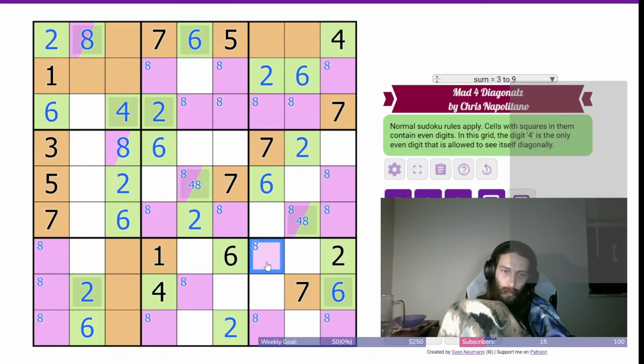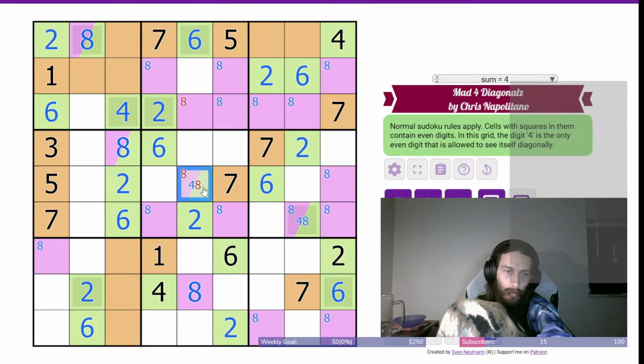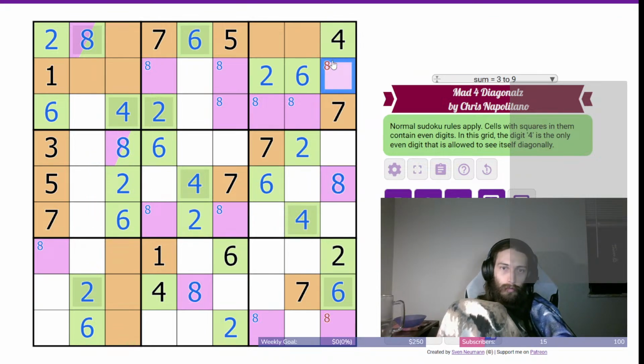And I think this one can't be 8, because that would force here. But then how would this work? Because this one would see both of those, and that one will rule that one out. So if that doesn't work, then those two don't work, because that is an 8, this is a 4. And now those aren't purple. That's not an 8. That is. That's not an 8.